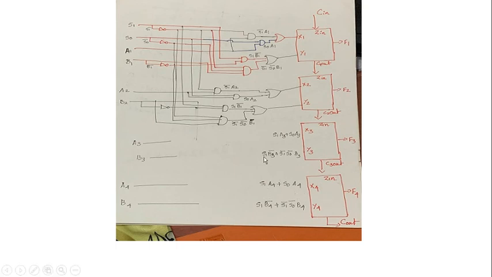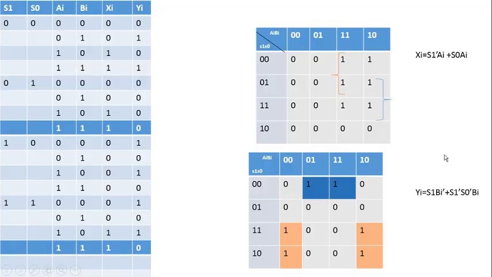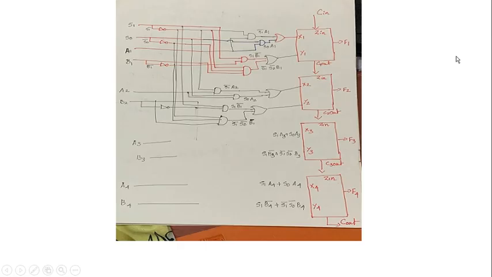We have a mistake here, that is we need S1 bar here, because the general expression of this Xi input is S1 complement AI plus S0 AI. So we need S1 complement A3 plus S0 A3 connected to X3. S1 B3 complement plus S1 complement S0 complement B3 is connected with Y3 input of the third parallel adder. Similarly here we need S1 complement A4 plus S0 A4 connected with the X4 input of this fourth parallel adder. S1 B4 complement plus S1 complement S0 complement B4 is connected with the Y4 input.